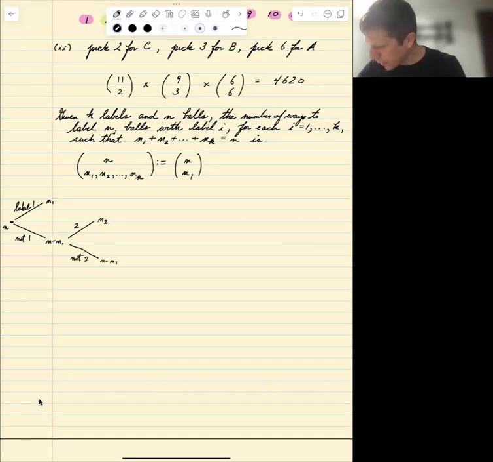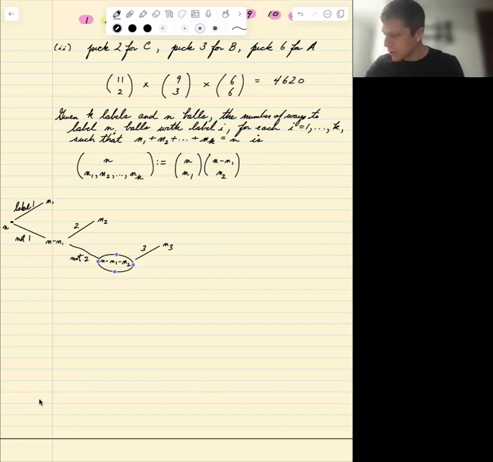N minus n1 minus n2. Right? So multiplication rule means this is n minus n1, choose n2. Right? And then what's step 3 going to be? It's going to be n3 of that. We have this many left, n minus n1 minus n2, n3 of which are labeled 3, n minus n1 minus n2 minus n3, of which are not labeled 3, and so on.